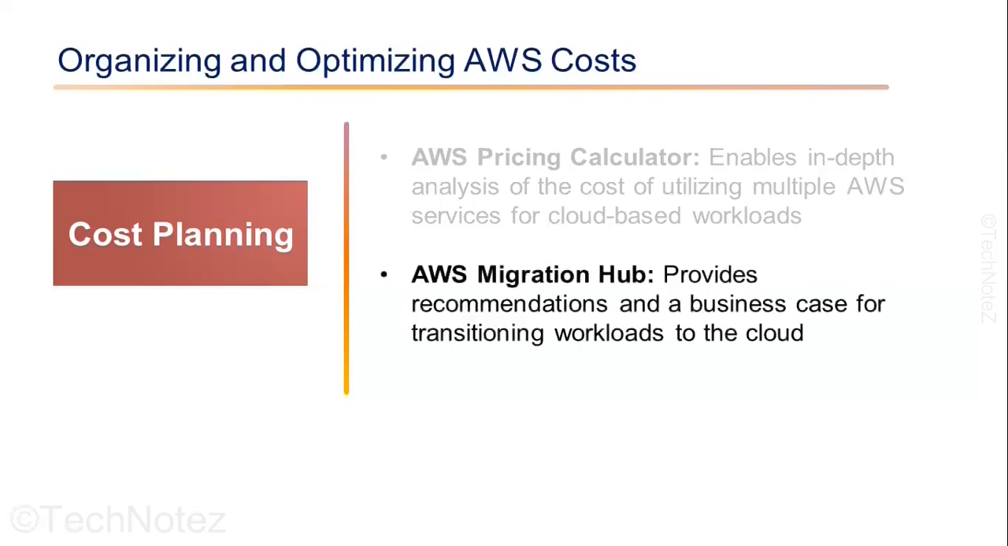AWS Migration Hub. AWS Migration Hub is a service provided by AWS that allows you to track and manage your application migration to the AWS cloud. It allows you to track the progress of your migration using a dashboard and provides detailed information. AWS Migration Hub can be used to migrate a wide range of applications, including on-prem, virtualized, cloud-based workloads, as well as database and storage.